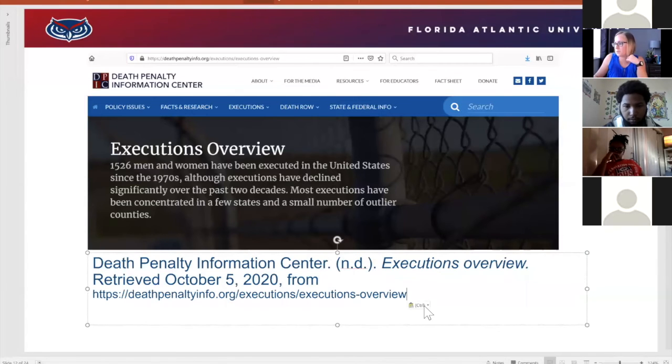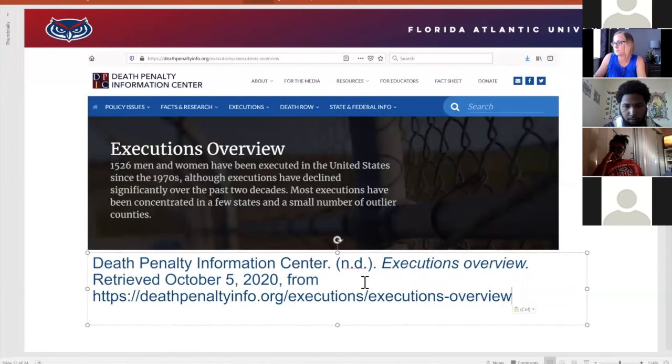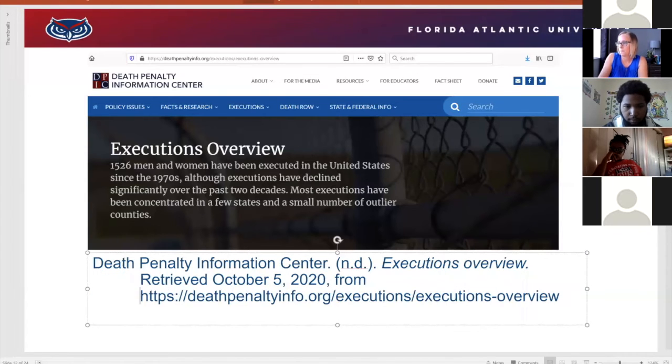That's the website address, okay. And then again, okay. So again, because there's no author for this web page, you use the organization as the author. And then we put the retrieve from date and then the website.